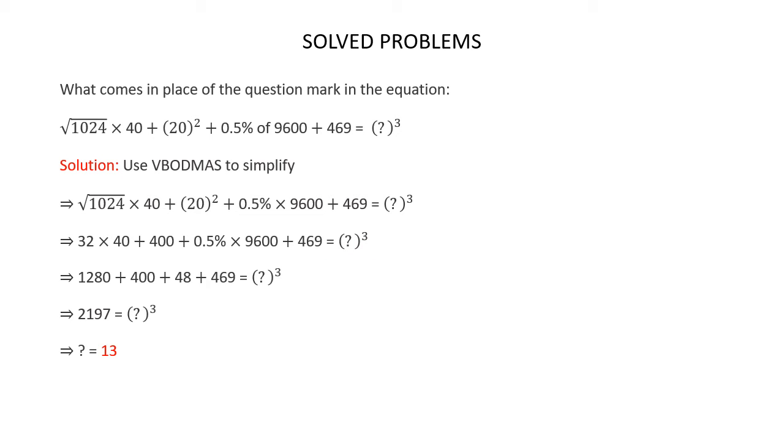The next order of operation is multiplication. 32 multiplied by 40 is 1280. 0.5% of 9600 is 48. The next order of operation is addition. So 1280 plus 400 plus 48 plus 469 is 2197. Now 2197 is nothing but 13 cubed. So the value of the question mark is 13. So 13 comes in place of the question mark in the given equation.